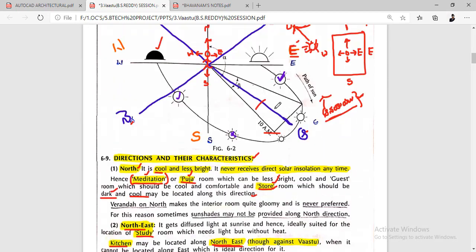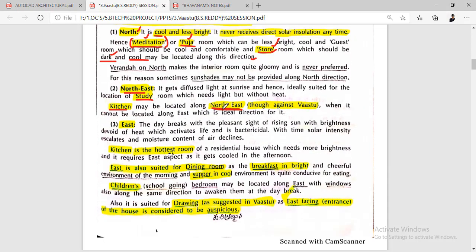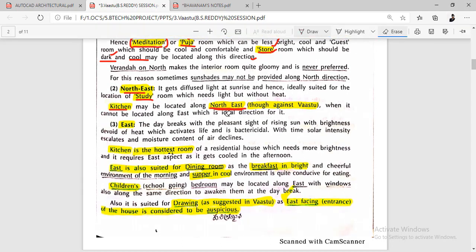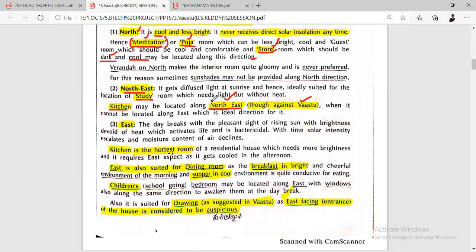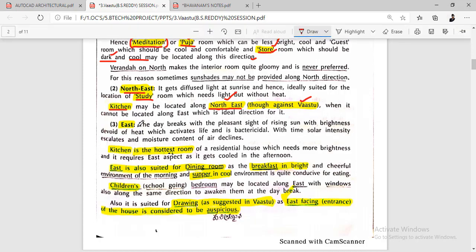And also, see southeast. If you see what it says, the kitchen may be located along the northeast. So we can place it in the northeast, but Vastu Shastra says the kitchen is never provided in the northeast. But as per some general rules in engineering studies, we suggest that the northeast is also good for the kitchen, but as per Vastu we never place a kitchen in the northeast, so we prefer the southeast.